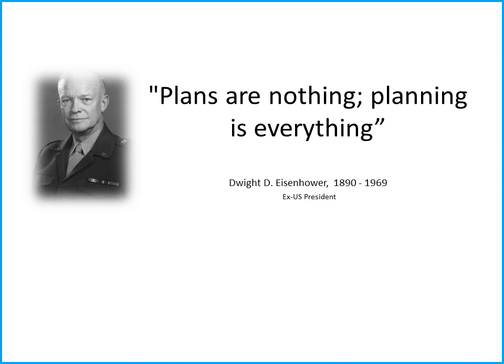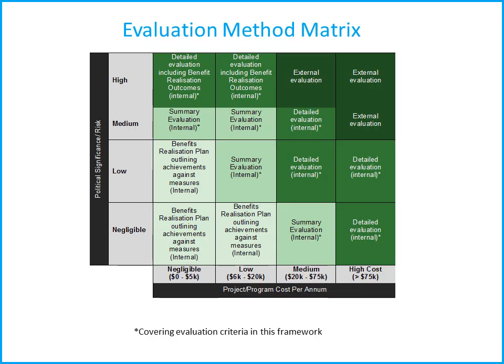As discussed earlier, it's really important to ensure we know whether plans have been successful. And as Dwight Eisenhower, ex-president of the United States, once said, plans are nothing, planning is everything. So this is the evaluation method matrix. This is what we use to determine what type of evaluation we will do for the project. So there are 4 types of evaluation methods.